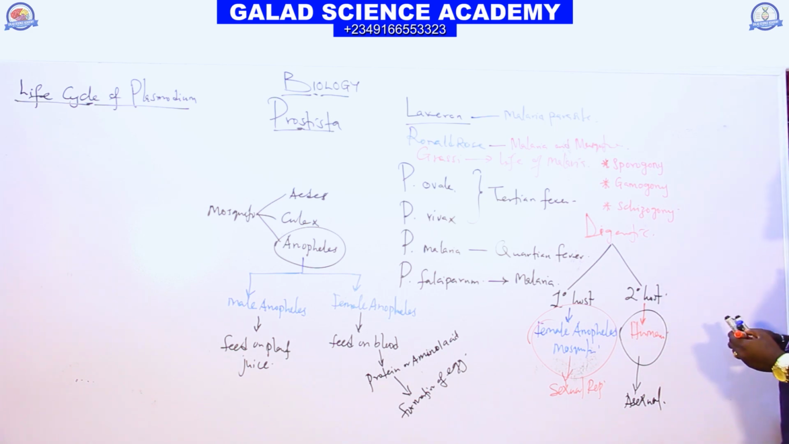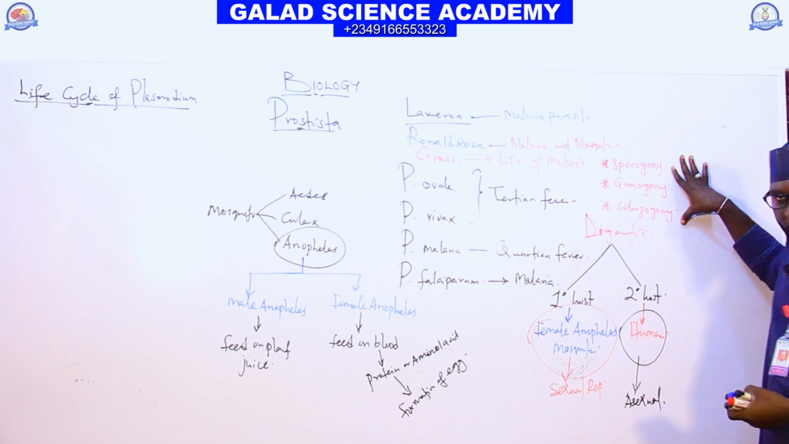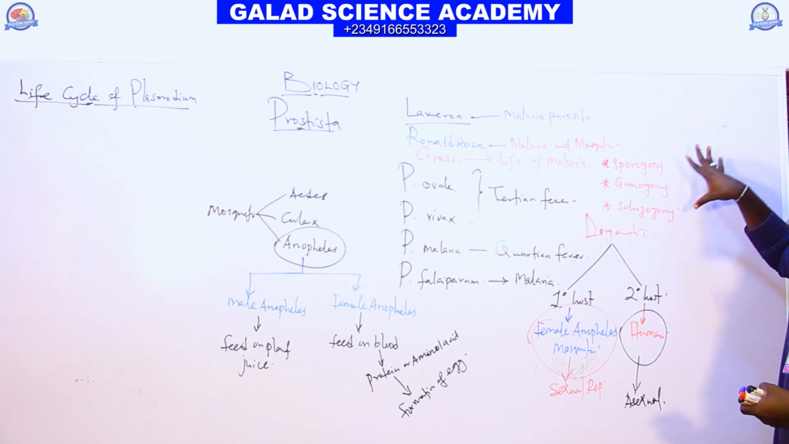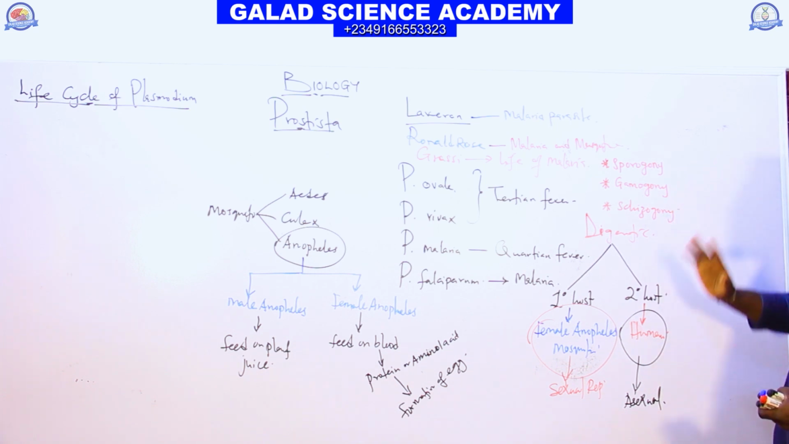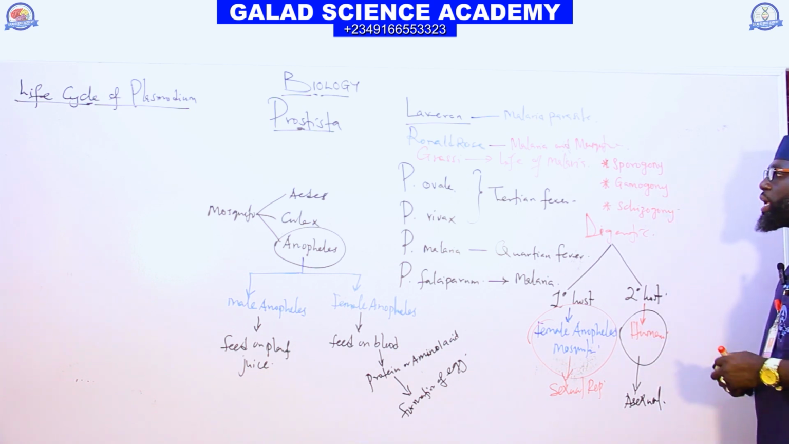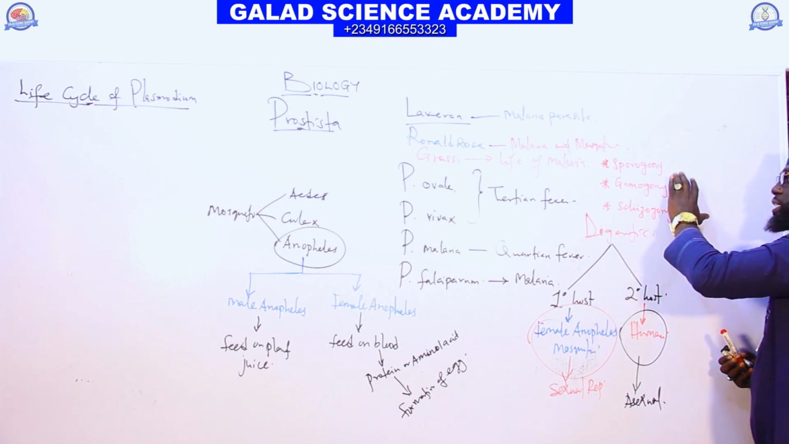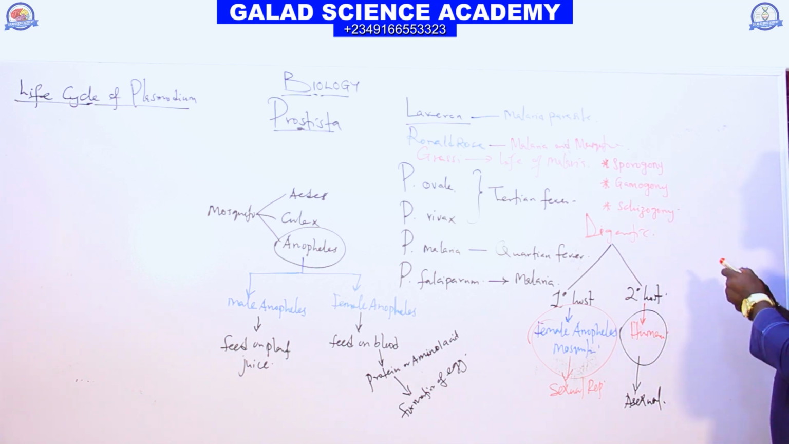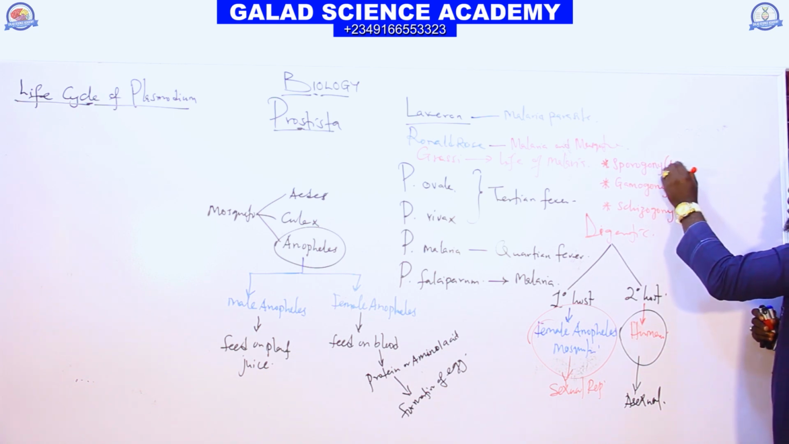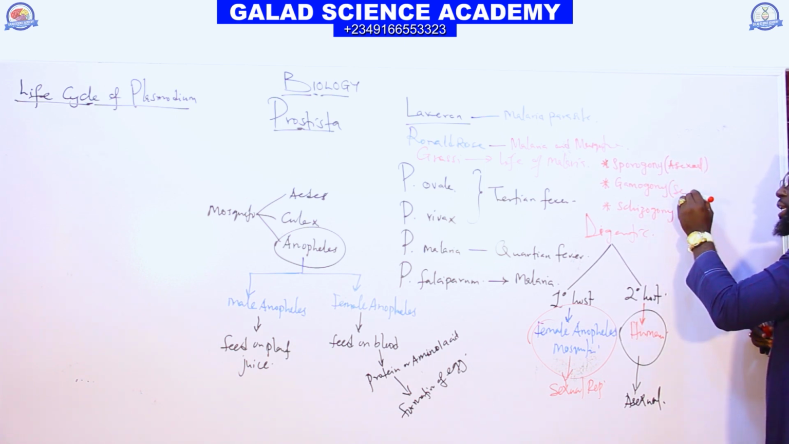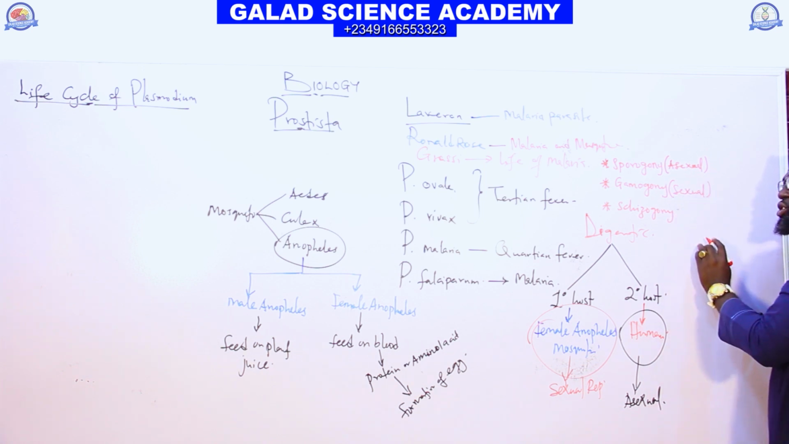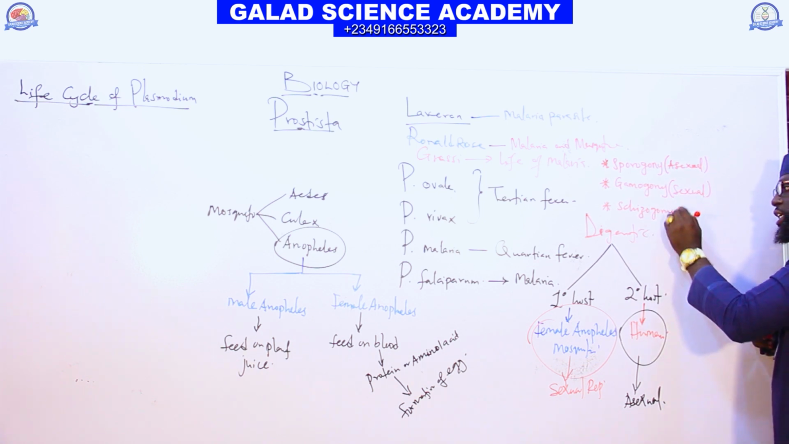So these are the 3 stages of life cycle of Plasmodium. If you look at this, sporogony is completely asexual reproduction. Gamogony is sexual reproduction. Zygogony is also sexual reproduction.